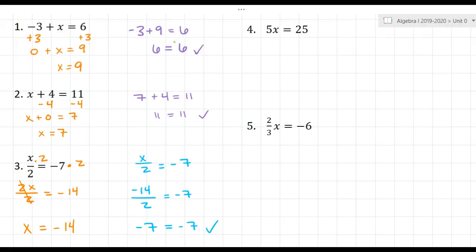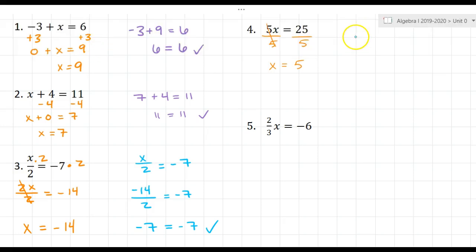Number 4. I have 5 times x equals 25. So to move this 5, I need to divide both sides by 5. I get 5 divided by 5, which is 1. So I have 1x equals 25 divided by 5, which is 5. So I get x equals 5.